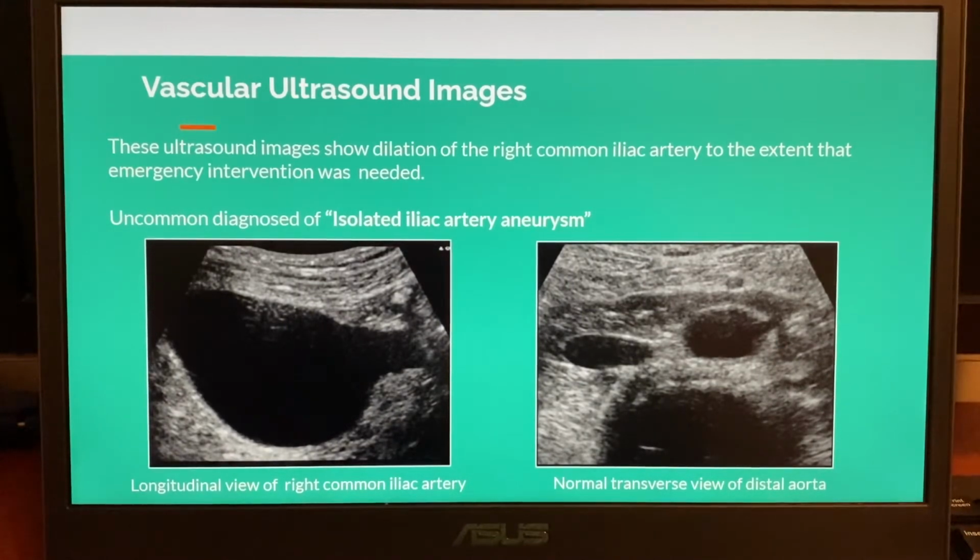What isolated means is that the iliac artery itself is dilated, but if you come over to this transverse view, you can see the distal abdominal aorta, and it is still a normal size. So isolated means that only the iliac artery was distended.